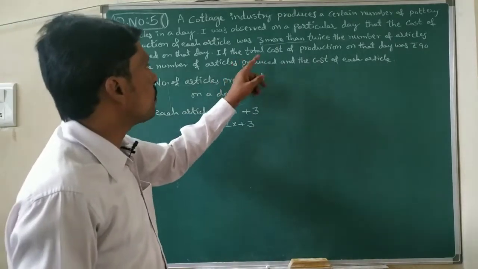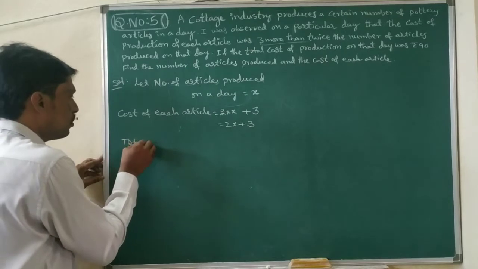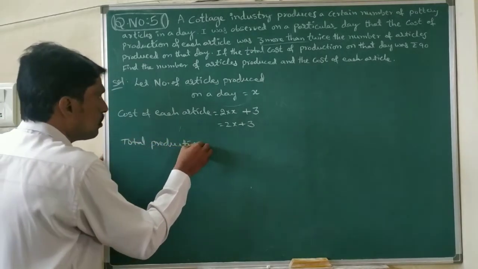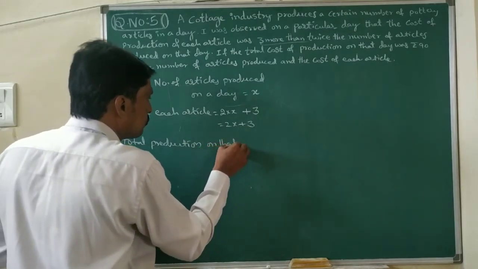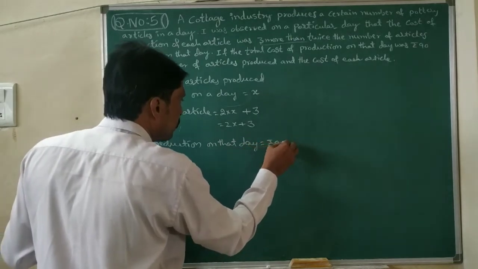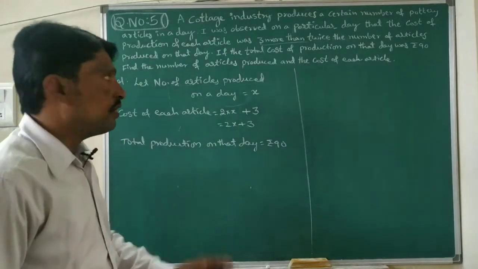Next, here it is given total production on that day equal rupees 90. So total production, how do we have to get?